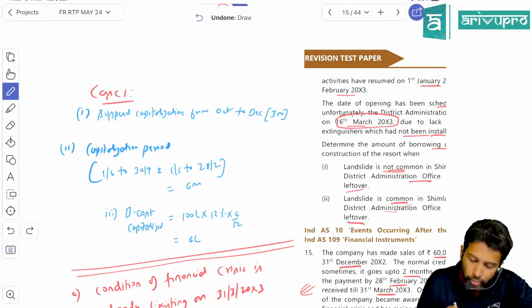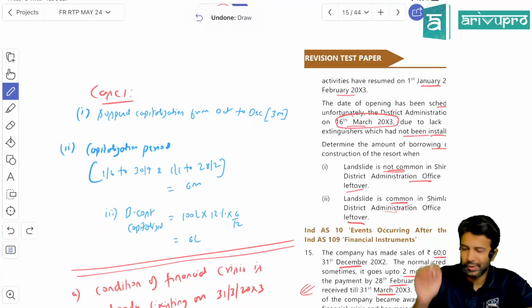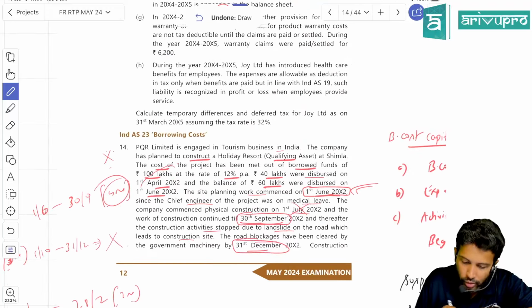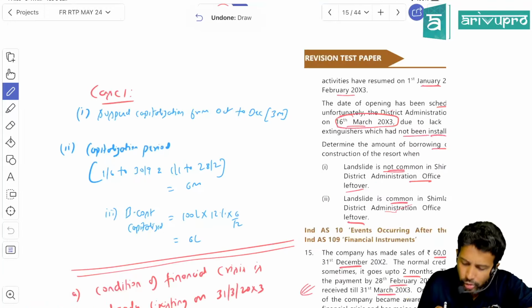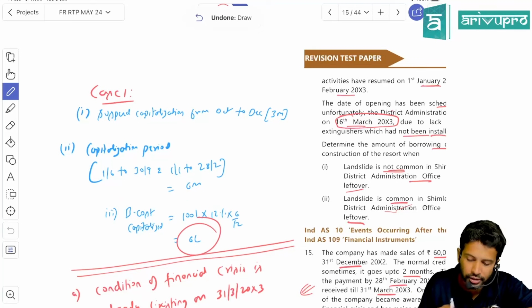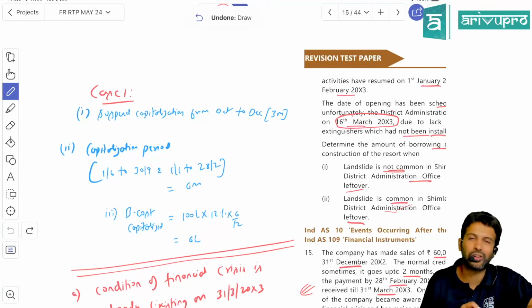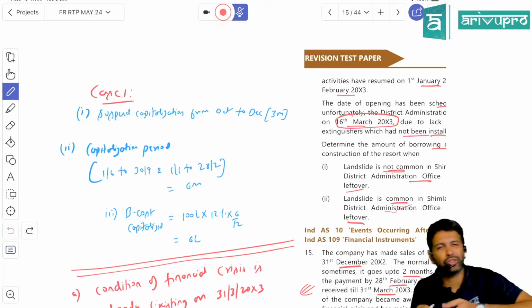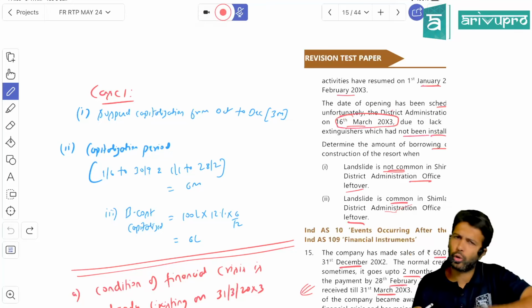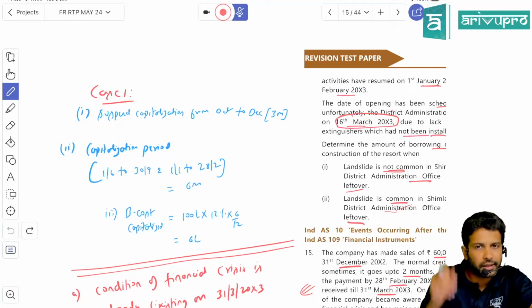Okay, sir. So total borrowing cost is 100 lakh. Disbursement is irrelevant. The loan amount is what is relevant over here. What is the loan amount? 100 lakh. What is the interest rate? 12%. So 12% is per annum. You will capitalize only 6 months in this case. So in the first case, you will capitalize borrowing cost only to the extent of 6 lakh. Good question. I mean, solving wise, there isn't much to solve over here, but conceptually, it's a good question, you could say. This is under case 1.